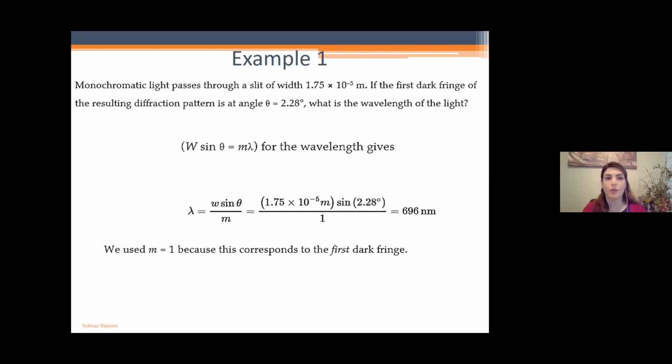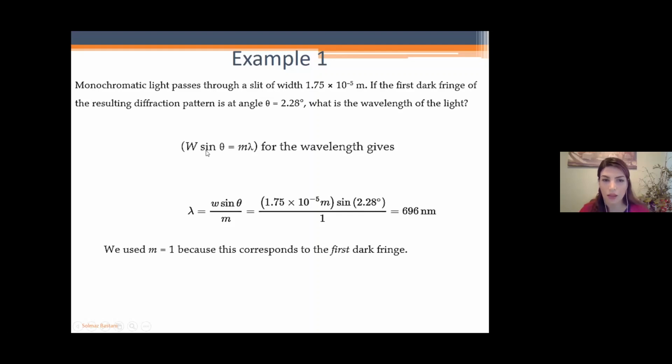Now in example number 1, I have a monochromatic light that passes through a slit of width 1.75 times 10 to the power of -5 meters. If the first dark fringe of the resulting diffraction pattern is at angle 2.28 degrees, what is the wavelength of the light? Now, did I tell you that the small angle should be around 20? I made a mistake. It should be less than 5 degrees usually. So this is what we consider small.